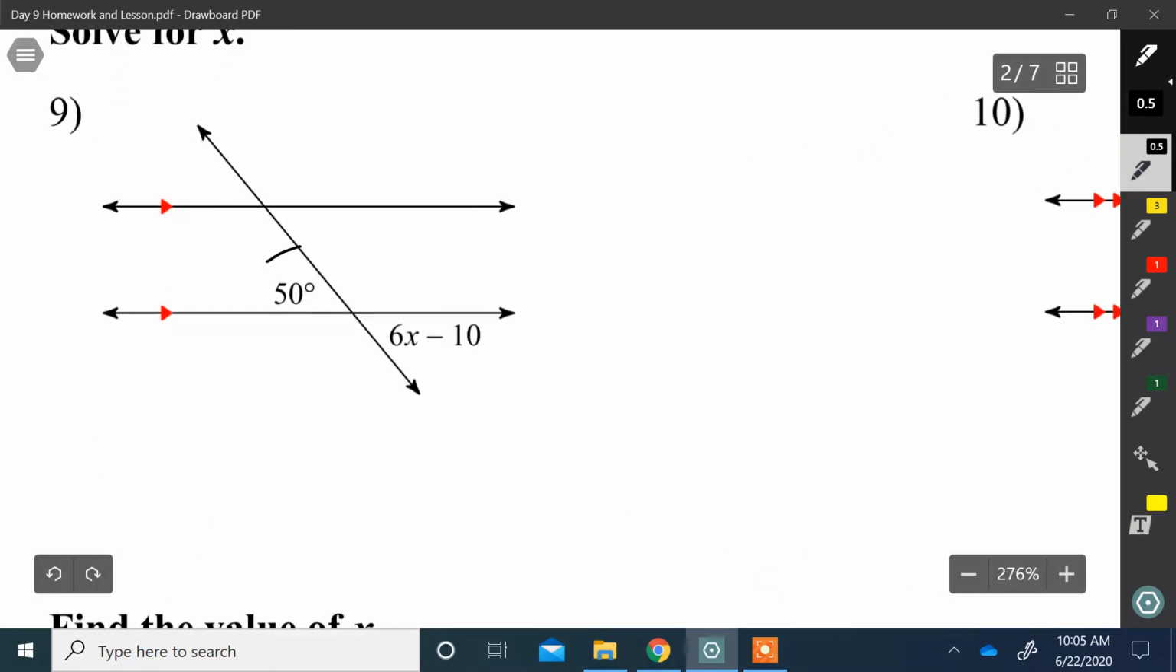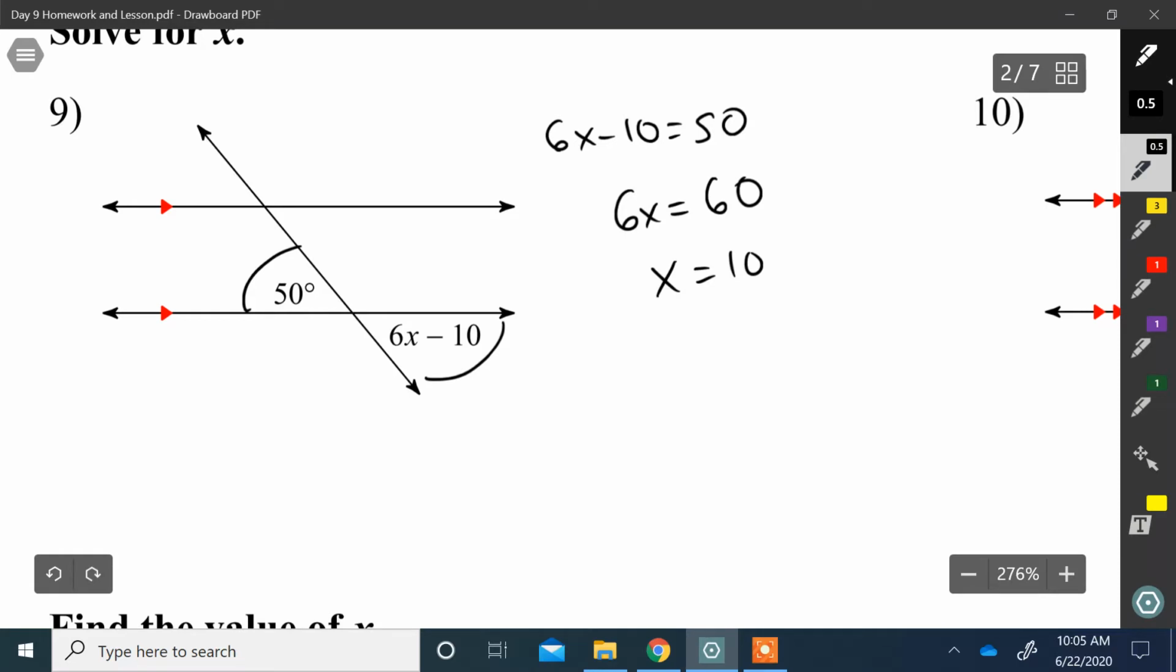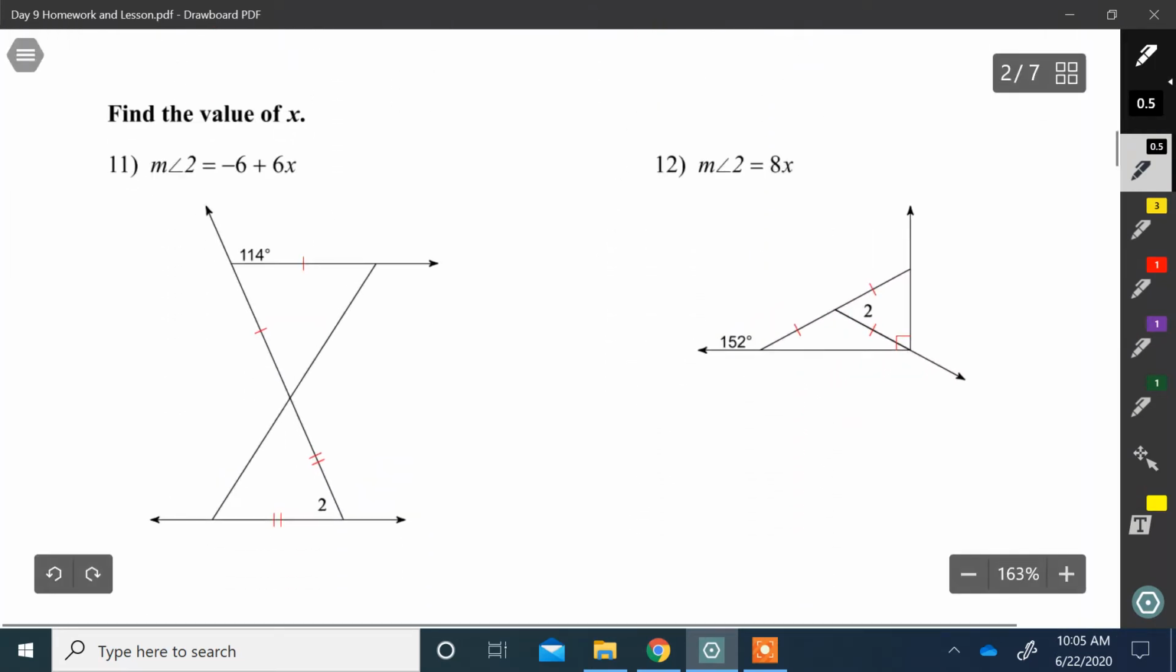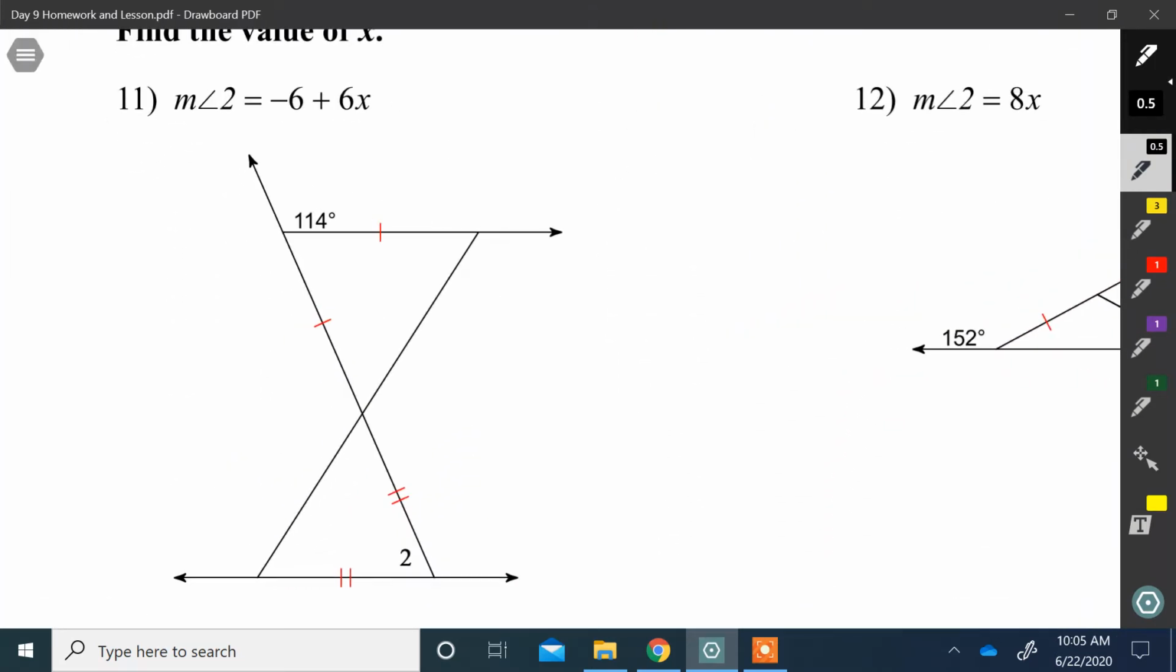This one, they're vertical angles. Vertical angles are congruent as well, so we know that 6x minus 10 is equal to 50. Add 10 on both sides, you get x is equal to 10. Okay, so some of these problems you can actually do them pretty fast. All right, let's do number 11. These are the ones that are a little bit more challenging and require a little bit more work to do.